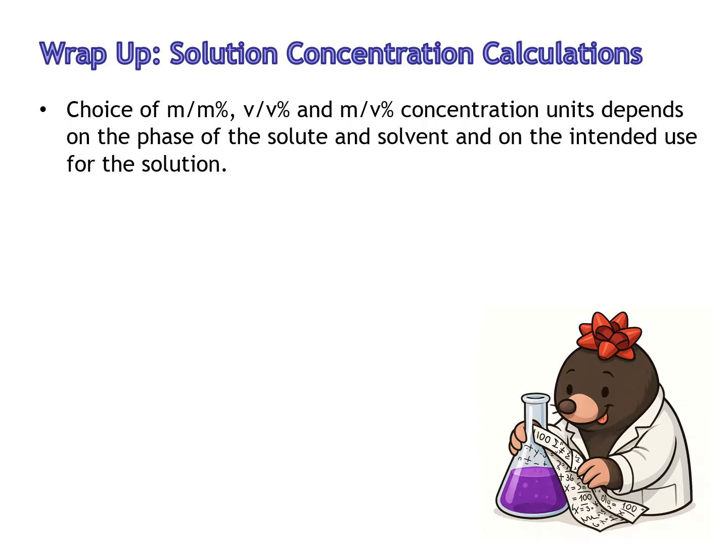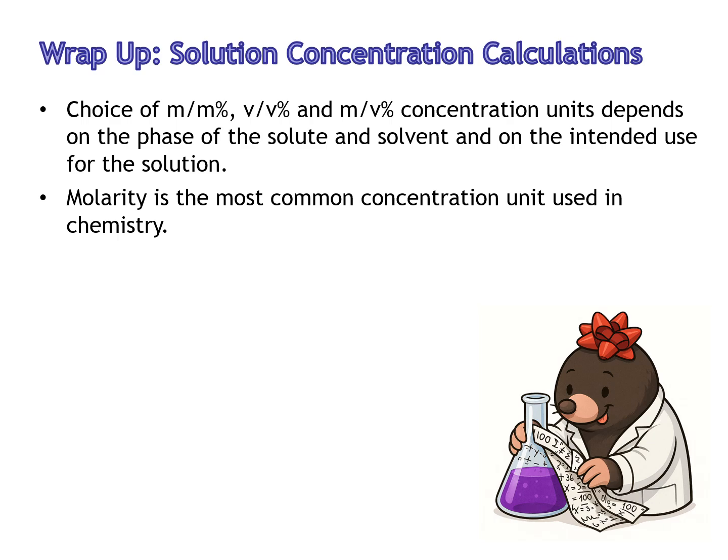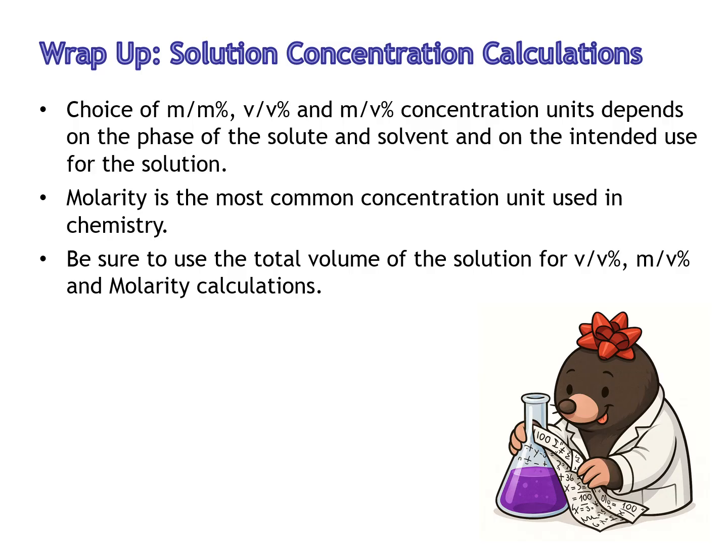To wrap up everything we've talked about in this lesson, the choice of whether you use mass percent, volume percent, or mass volume percent depends on the phase of the solute in the solvent and the intended use of the solution. Molarity is the most common concentration unit used in chemistry because it has those moles in it, which makes it work with all of the stoichiometry stuff that we've been talking about. And when you're talking about the volume for volume, mass volume, and molarity, be sure you're talking about the total volume and that you have the correct units.